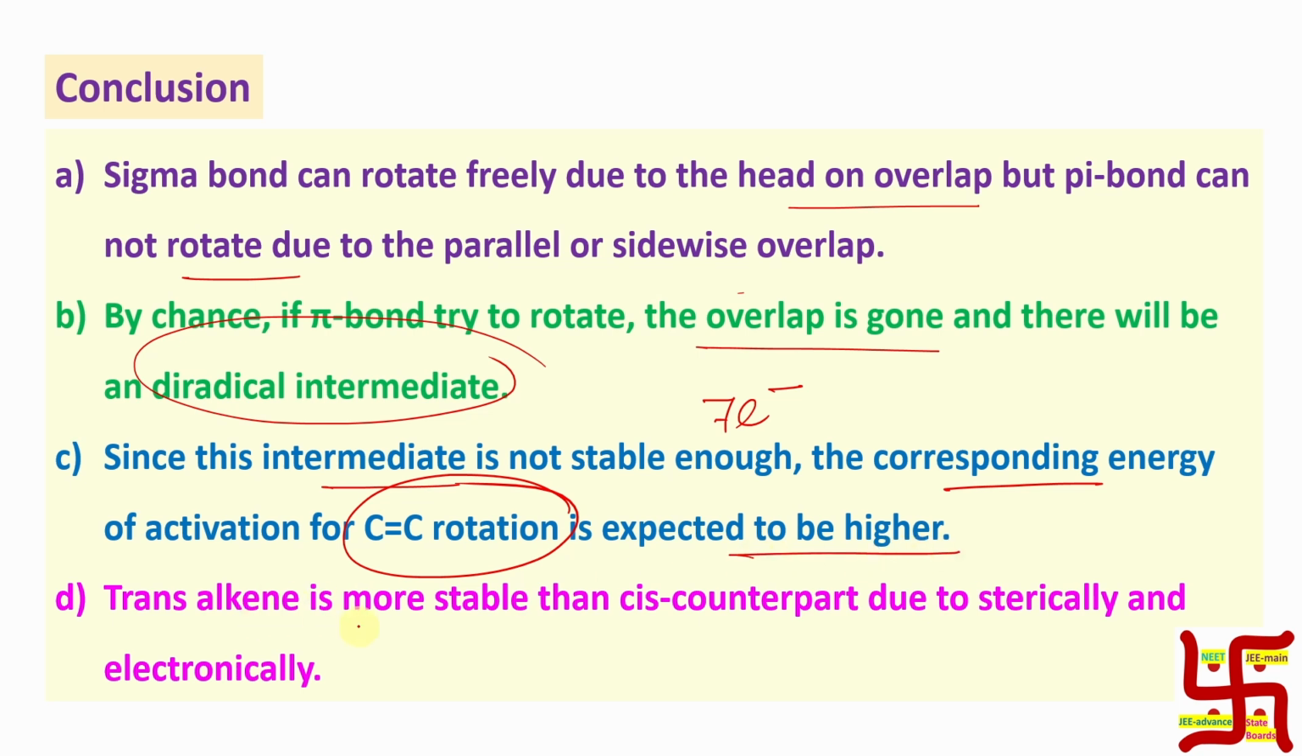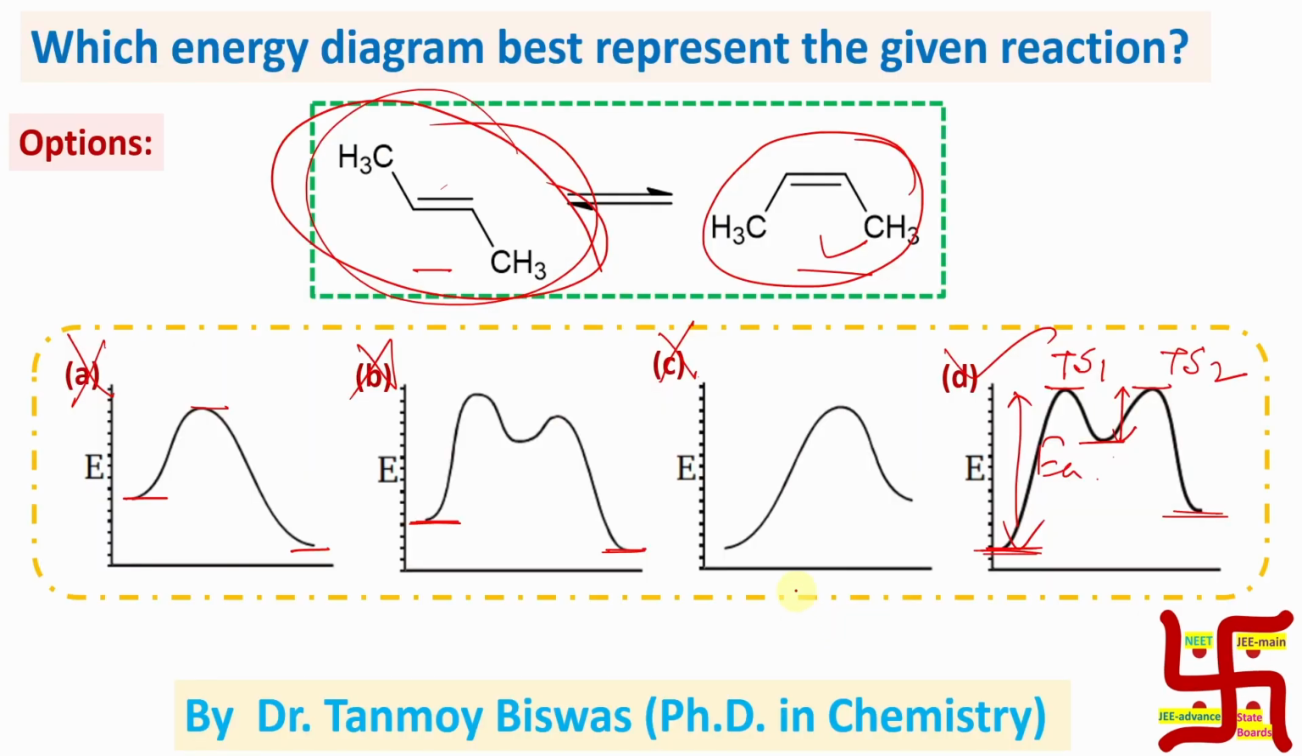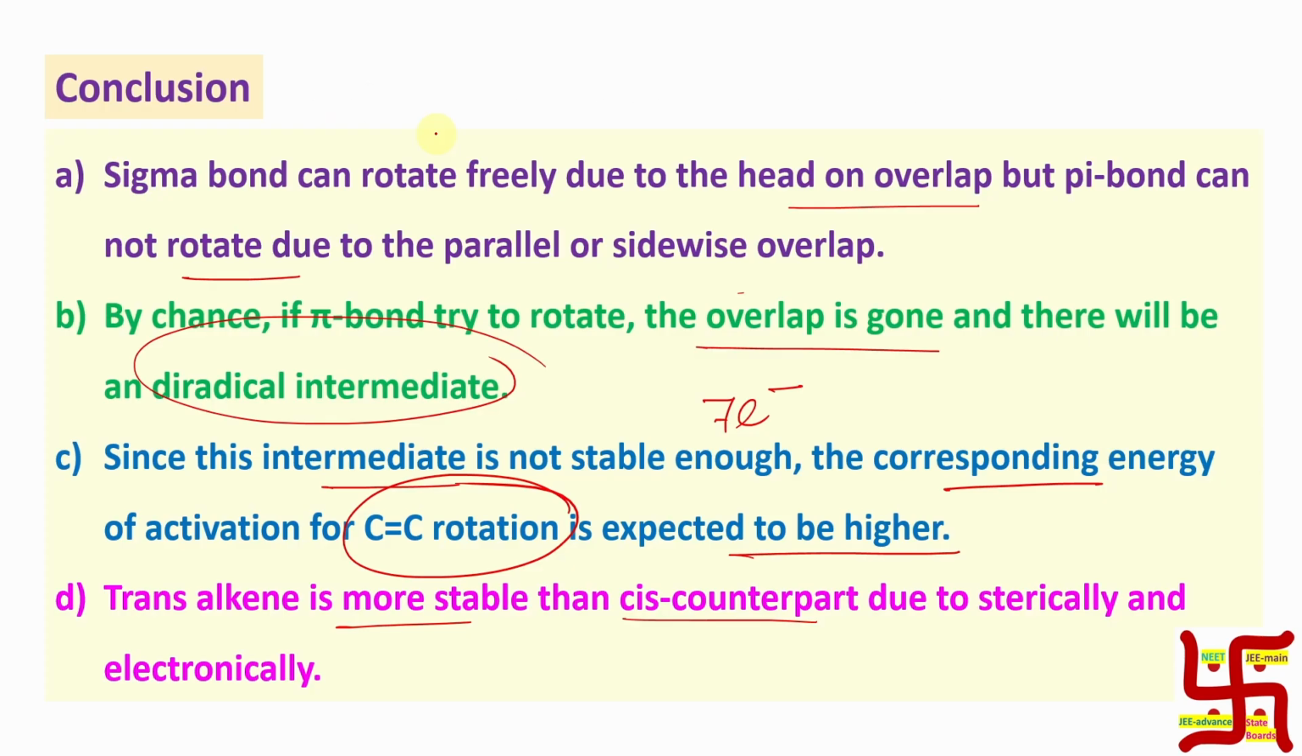And the last point, the trans-alkene is more stable than its cis counterpart due to both steric and electronic reasons. What do I mean? These two methyl groups are far away. Here they are closer, so steric repulsion works. Not only that, the dipole moment in the case of trans is 0, whereas in the cis case, I believe it's a very small value, but still it exists. So from that perspective, you can say that electronically, trans is also more stable. So this is the overall discussion.